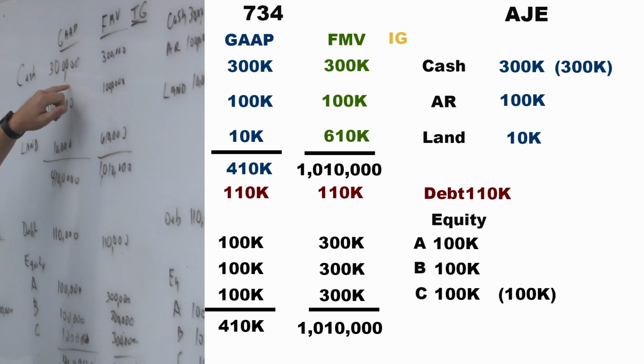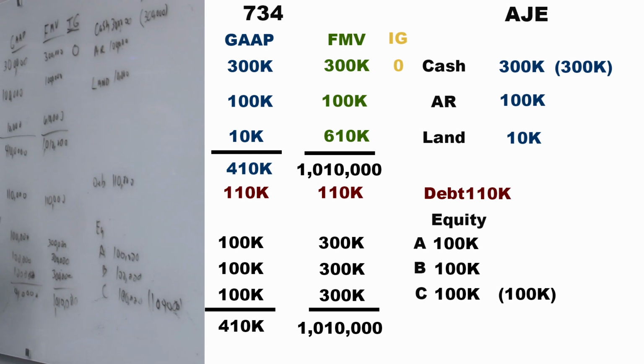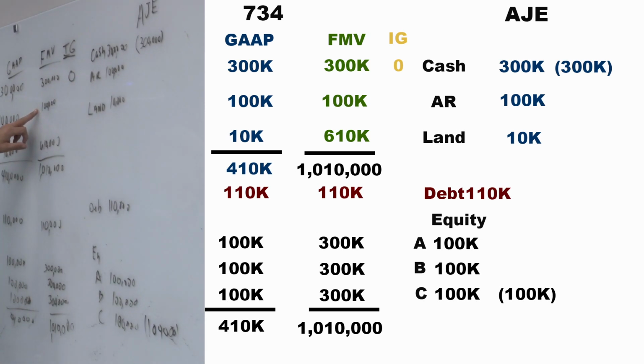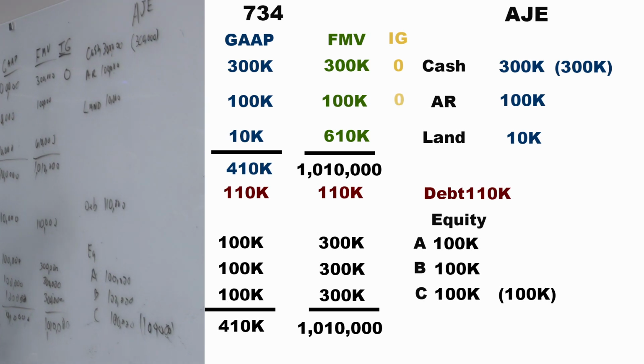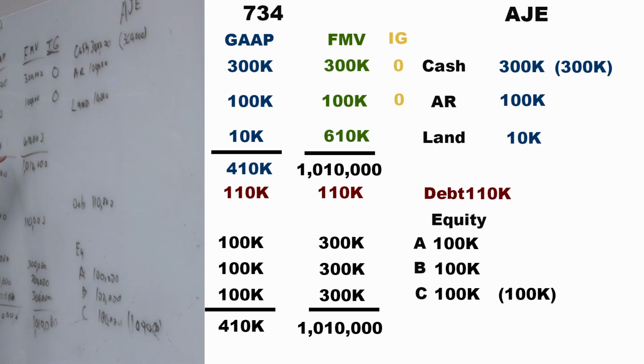What's my gain if I sold my cash? 0. What's my AR? 100 and 100. And the gain? 0. If I sold my land, 600. 600.